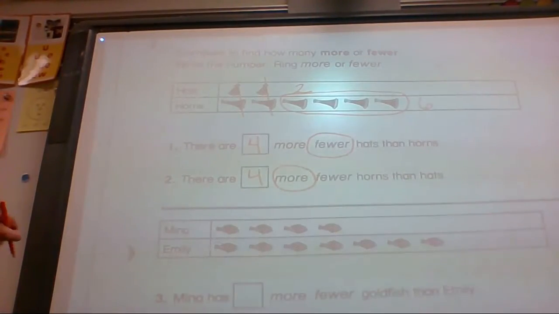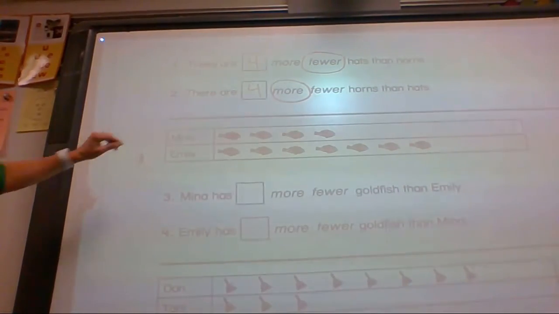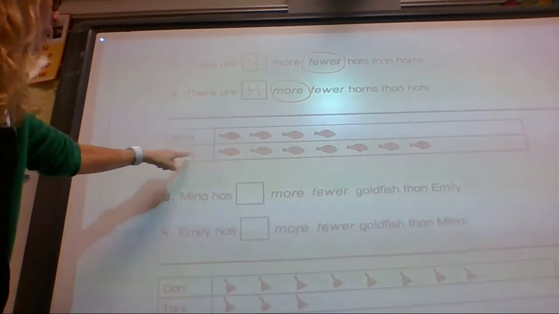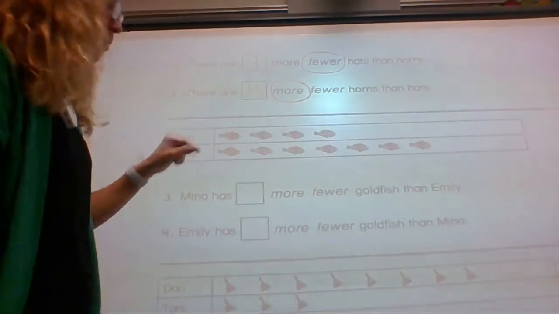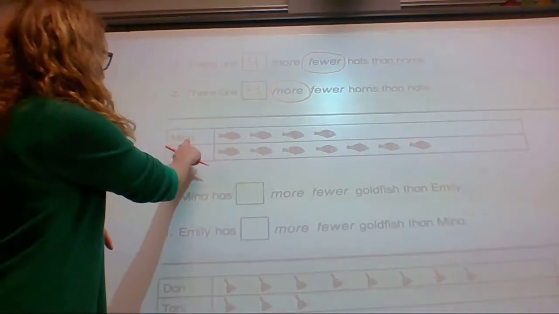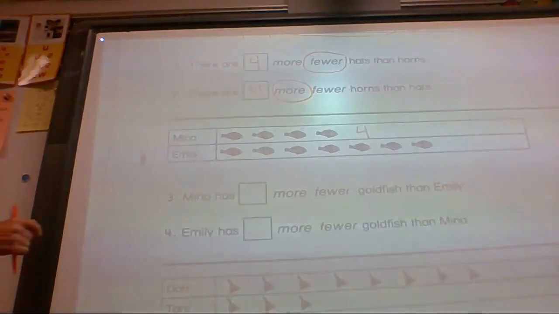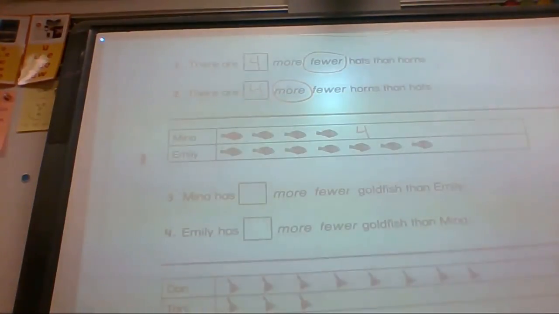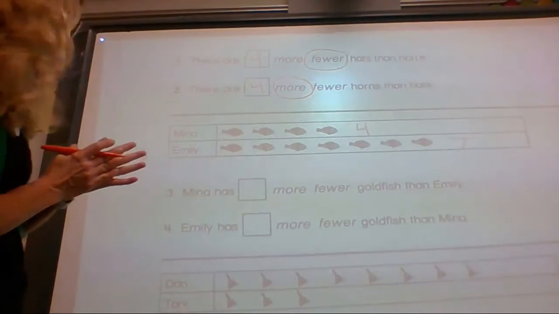Okay, let's go to the next one. You see that okay? All right, we have Mina has some fish we can see, and Emily has some fish we can see. All right, so what I like to do again first is I like to count up and have those numbers ready to go. So Mina has 1, 2, 3, 4 fish. And Emily has 1, 2, 3, 4, 5, 6, 7 fish. Now we can answer the questions, okay?